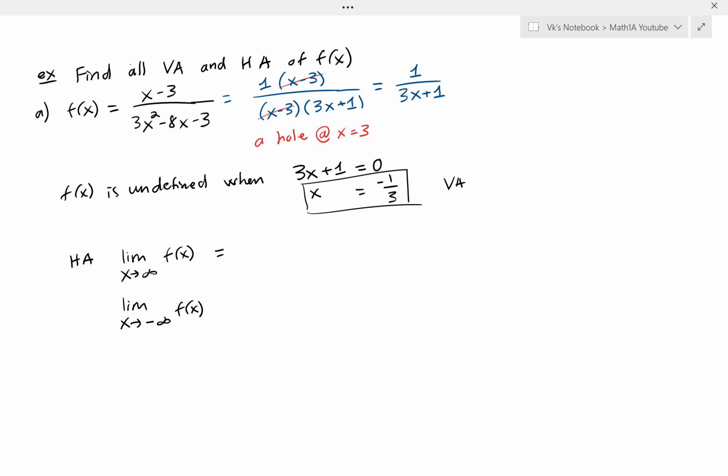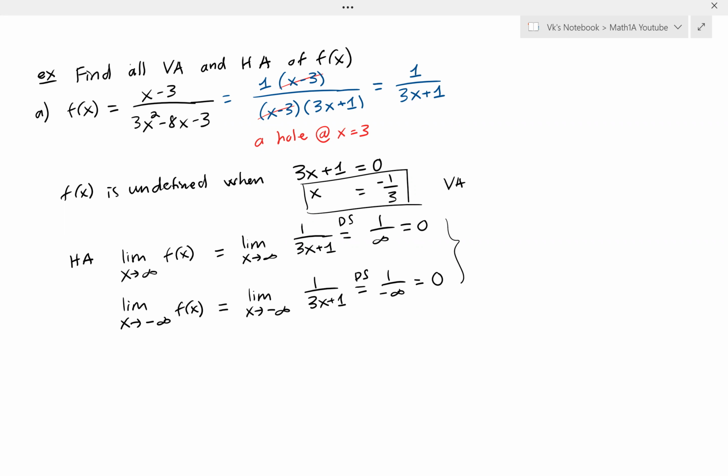Okay. The limit as x goes to infinity is the limit as x goes to infinity of 1 over 3x plus 1. And then from here we can do a direct sub. 1 over infinity is 0. Similarly, the limit as x goes to negative infinity of 1 over 3x plus 1. With the direct sub, we also get 1 over negative infinity. Well, that is also 0. And this tells us that y equals 0 is a horizontal asymptote.